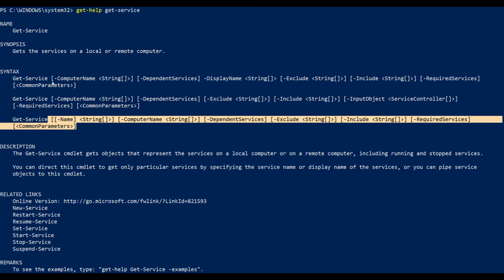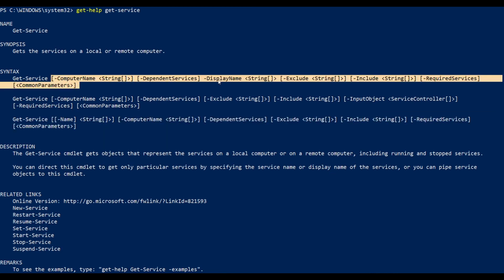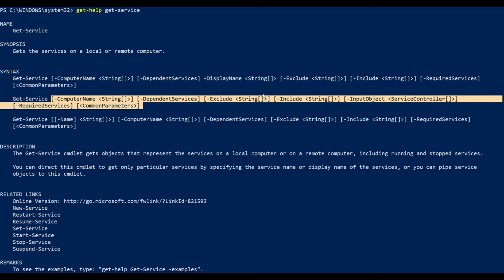And this combination if you use DisplayName as the third parameter. And this combination if you use Exclude as the third parameter. So that is how it determines. And by the way, three different syntaxes have three different outputs. The output is not the same for all these three syntaxes.